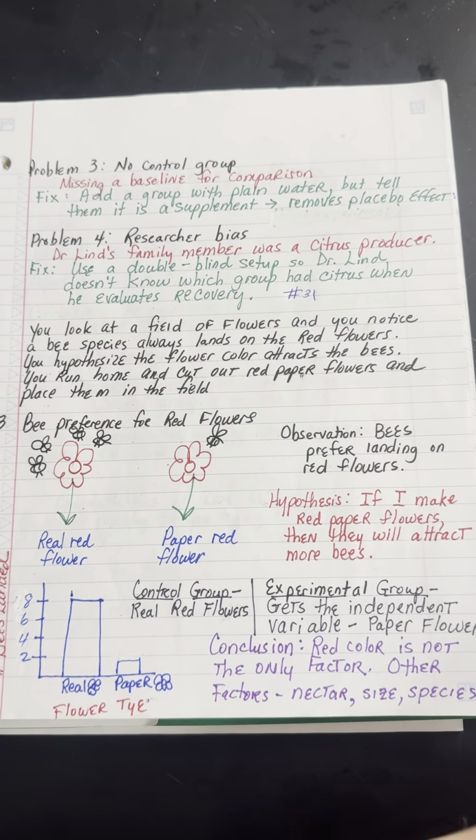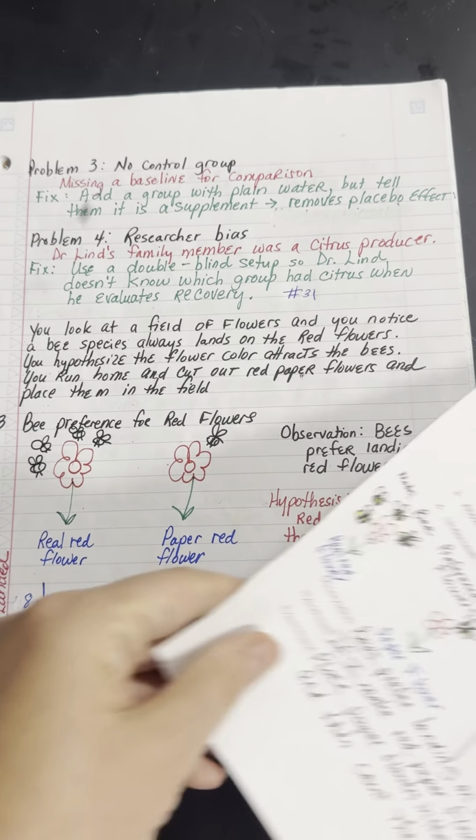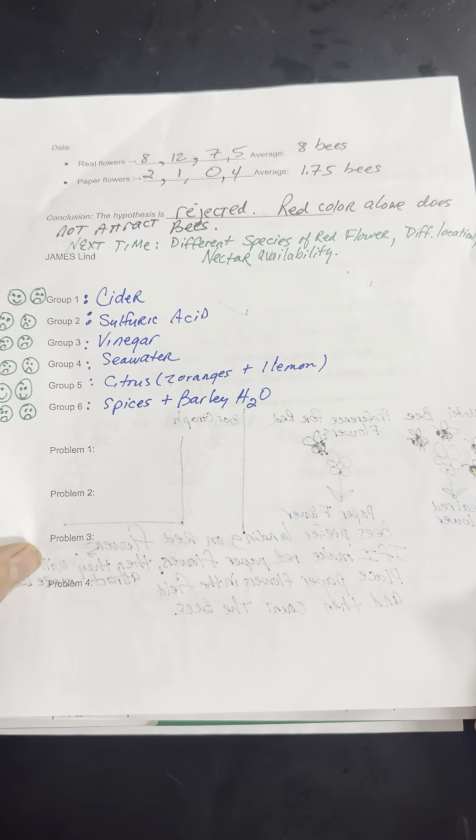All right, now we're going to do the bee and flower experiment. It looks like this. So you should have all 4 of these filled out, this whole side. And now we're going to do the bee and the flower experiment, so let's look at that.